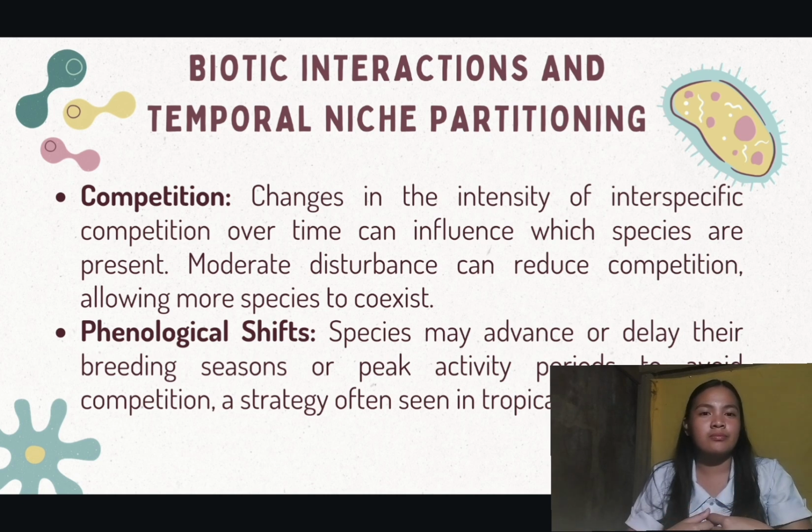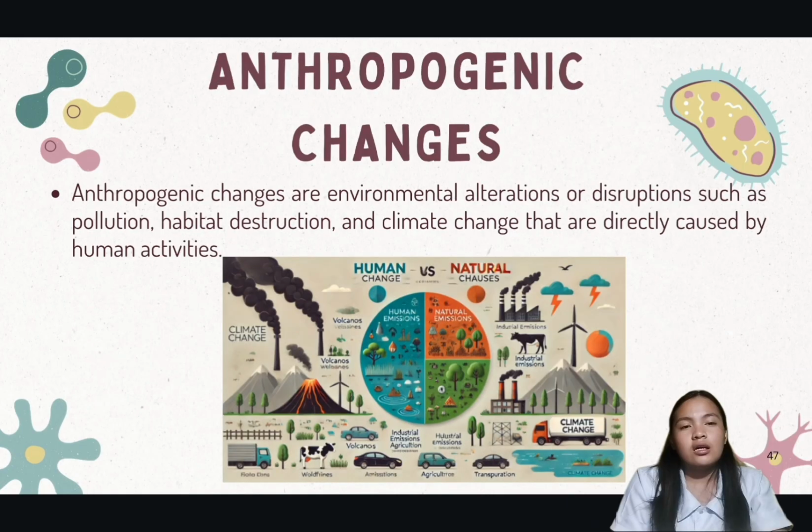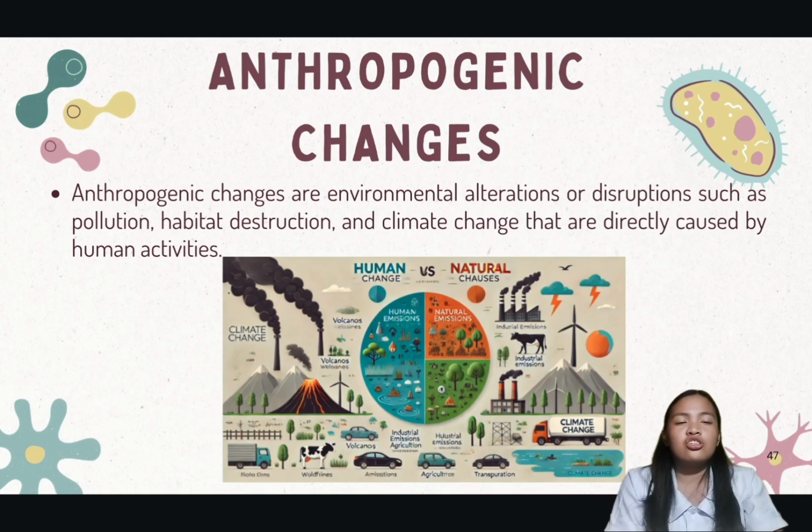sa mapagkukunan ng pagkain. And now, the last type of temporal varying factors is anthropogenic changes. What is anthropogenic changes? Ito yung mga pagbabago direktang gawa ng mga tao tulad ng pollution, pagpuputol ng puno at climate change.